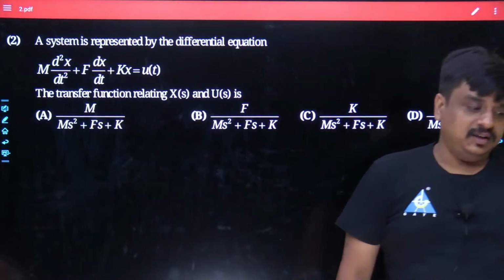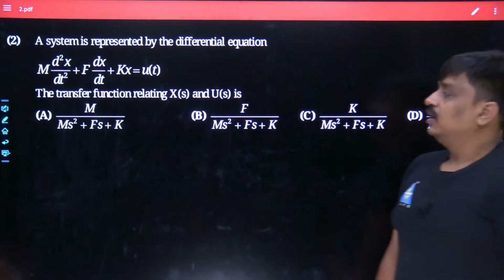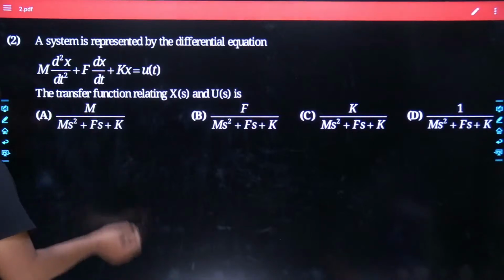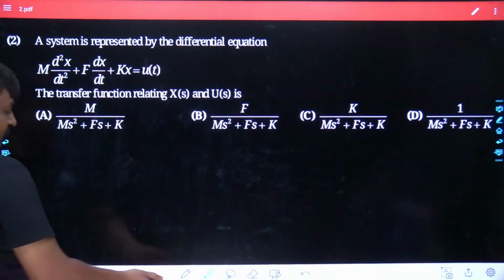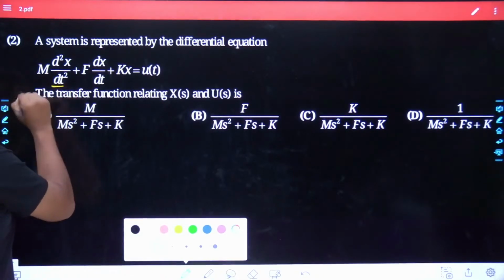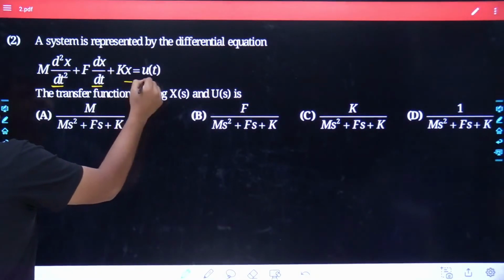Nishant also says D. Amit also says D. Yes, the answer is supposed to be D. Why? It has been communicated earlier. Whenever we have been looking forward to finding the transfer function of any system, what do we do?